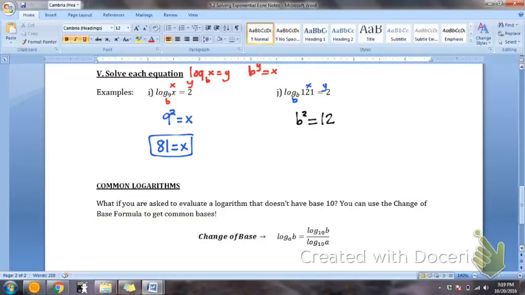B squared equals 121. Now, if I want to solve this for b, what do we do? Square root of 121. Excellent. Take the square root of both sides, remember? We've spent an entire term doing that. So b is 11.